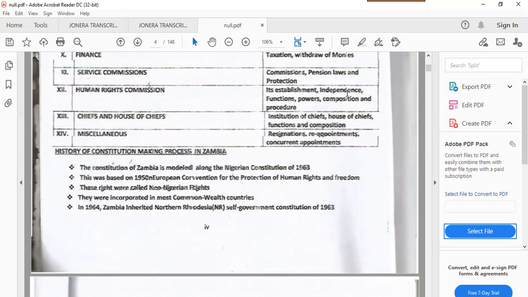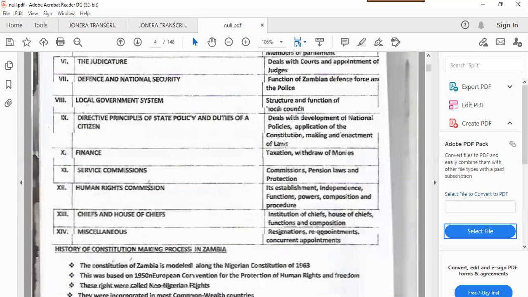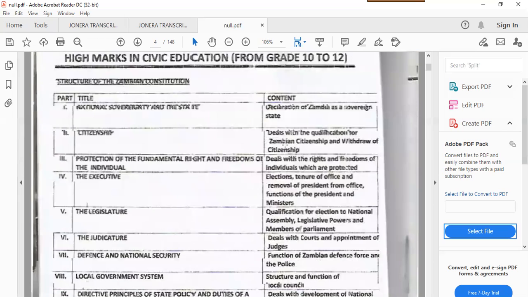So its establishment, independence, functions, powers, composition, and procedures, Chiefs and House of Chiefs, Institution of Chiefs, House of Chiefs, functions and composition, and miscellaneous means just other things that are not clearly specified under each wing or each organ of the government, like legislatures, reappointments, concurrent appointments, etc. So you have to draw this table. You have to know this table in your book, clearly defined.